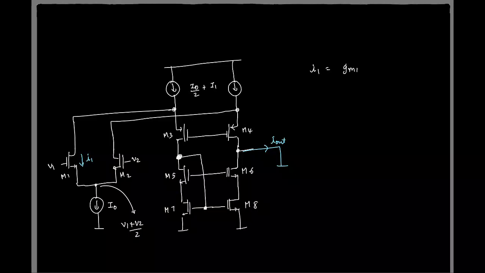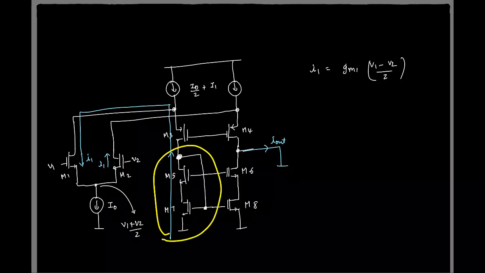GM1 times the gate to source voltage, which is basically fine. So of course this current will flow here also, I1, right? Now this current is basically sourced from this branch, so it will come like this, right? Okay, and this portion is basically a current mirror. Whatever current is flowing here will also get mirrored. So the current flowing in this direction is also I1.